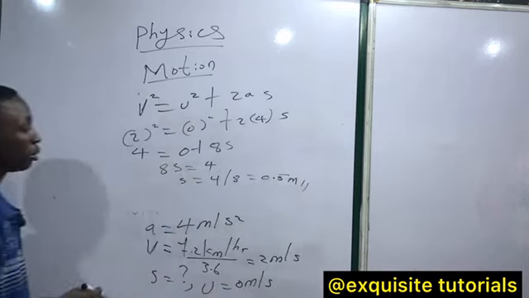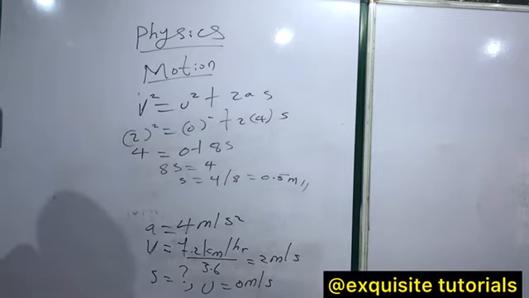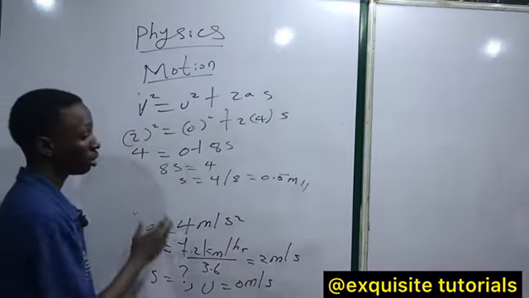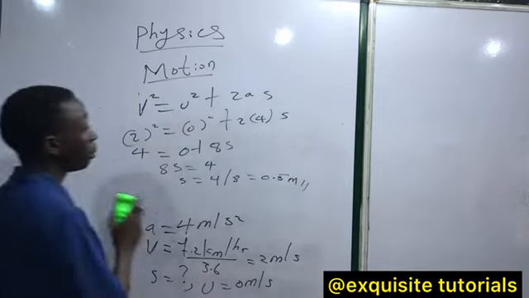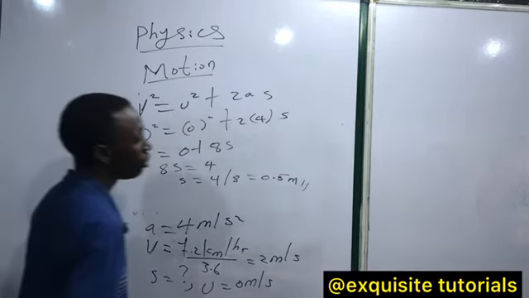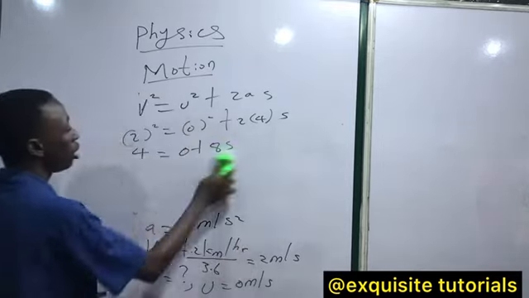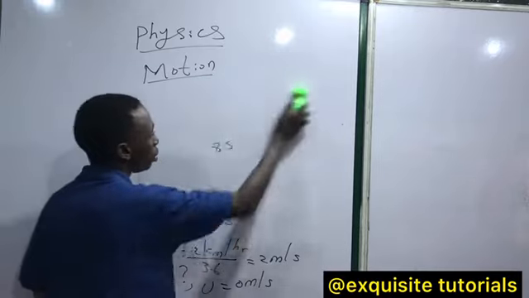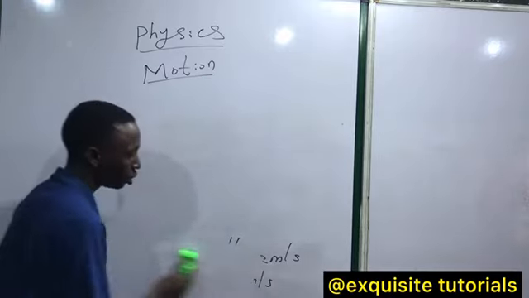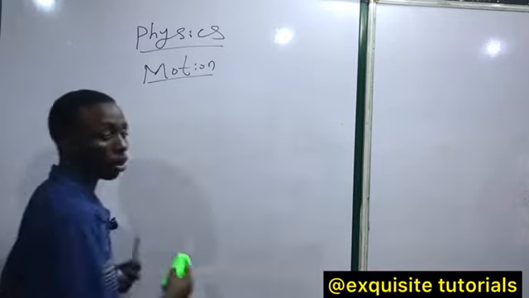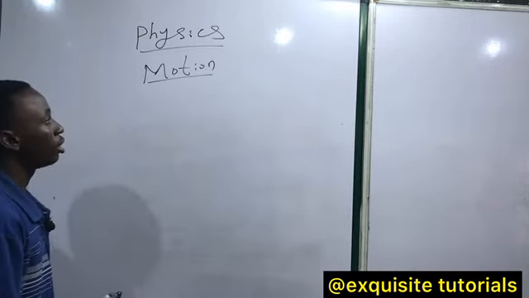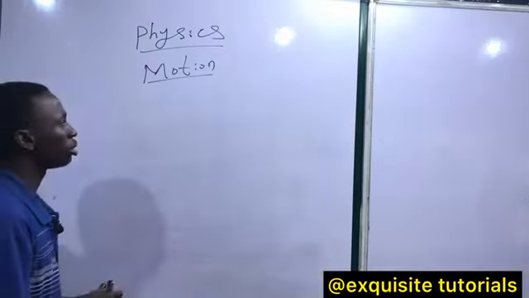So the distance covered by the body in this period was 0.5 meter. That means the body covered a distance of 0.5 meter during that particular motion. So if you got 0.5, you are very correct. Now I want to put another question on the board, a very nice question, before we go into other concepts of motion. Now let's look at this question.